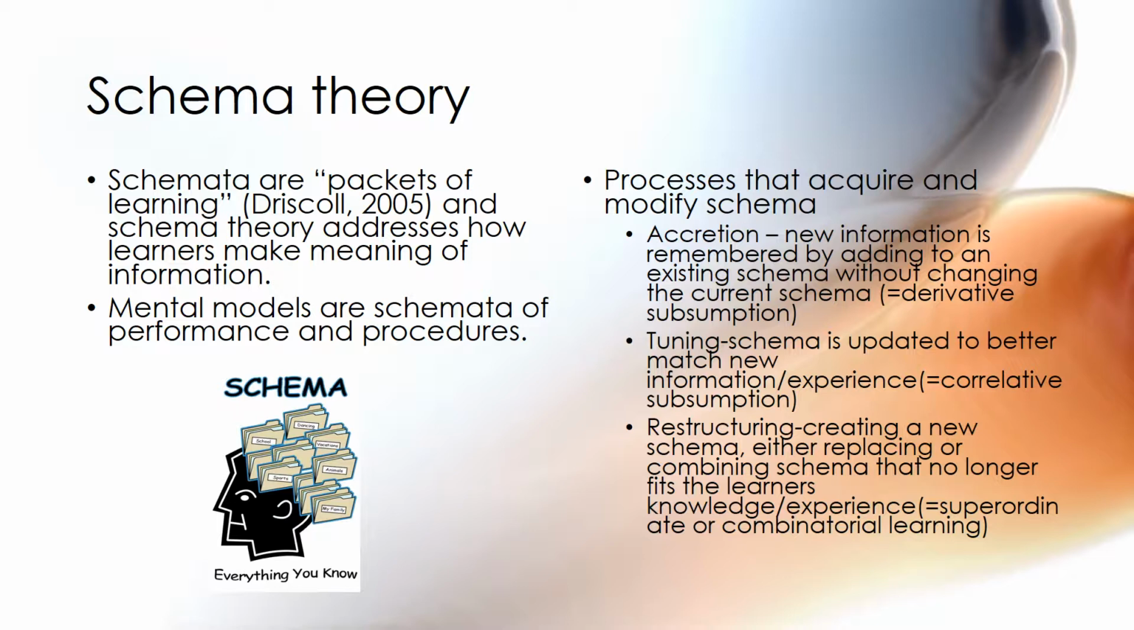Accretion occurs when a learner adds to an existing schema without altering the current schema. This correlates to Ausubel's derivative subsumption. Tuning occurs when schema is updated to better match some new information or experience. Tuning is equivalent to correlative subsumption.